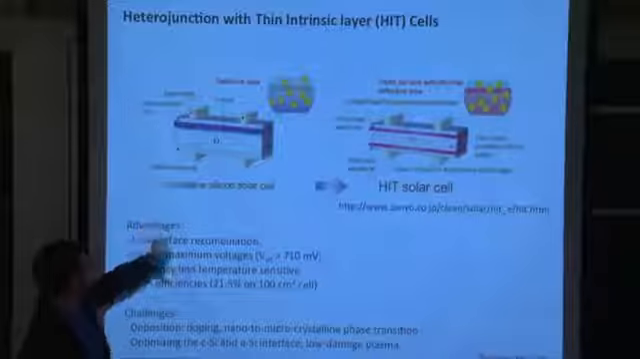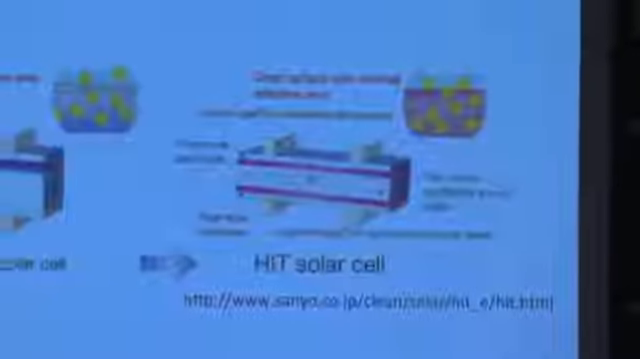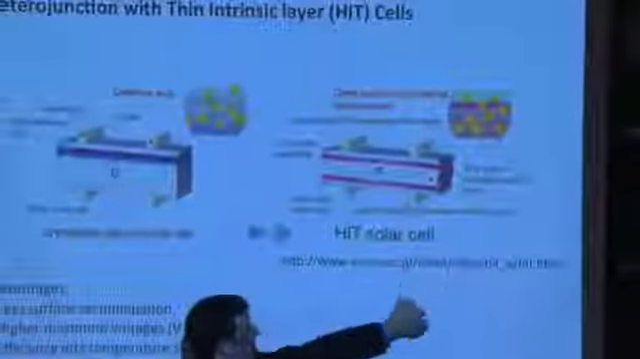So there are attempts to integrate amorphous silicon into regular crystalline silicon technology as well. Turns out amorphous silicon passivates the surfaces very nicely. And you can create what's called a HIT cell structure, which is a heterojunction with a thin intrinsic layer, using a silicon substrate. Typically what's used is an N-type base, and then the amorphous silicon layers are deposited on either side. And that device is currently being commercialized by a company called Sanyo in Japan.